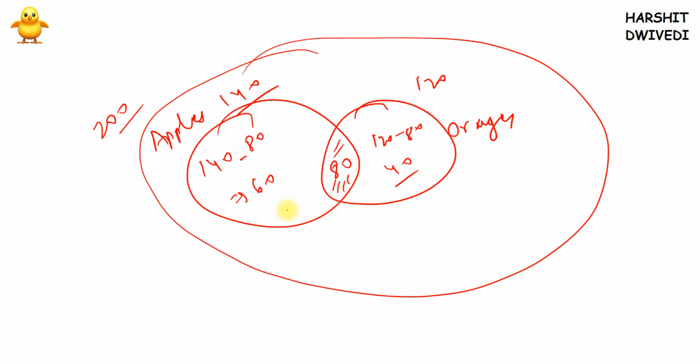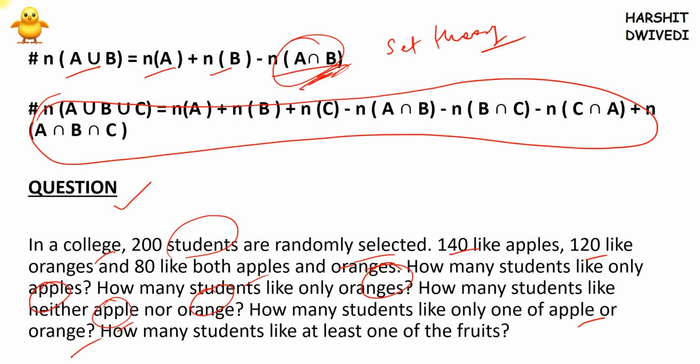So what is this? 60 plus 80 plus 40. So 60 plus 80 is 140, 140 plus 40 is 180. So total 180, but the whole set is 200. So there are 20 remaining students who are liking neither apples nor oranges. So obviously this whole question becomes very easy for us.